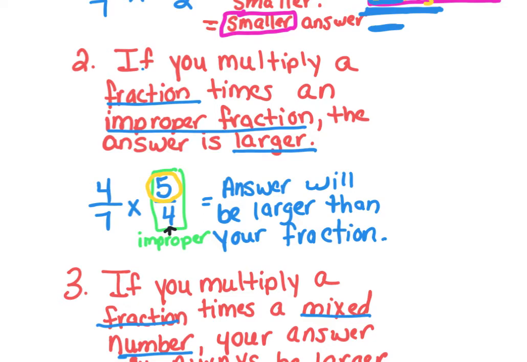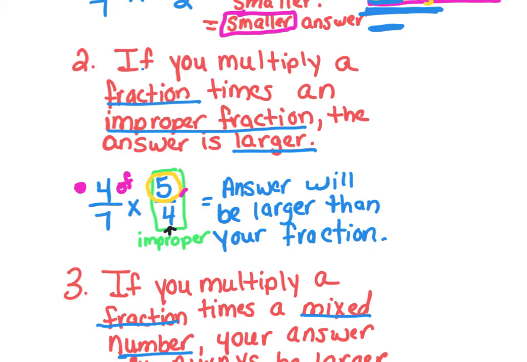So if I have 4/7 times 5/4, I'm really saying I want 4/7 of 5/4. So I'm going to take away a piece of 5/4. Okay, 5/4 is going to actually be 1 1/4 because it's going to be a mixed number. But because I have an improper fraction, my numerator is larger, so my answer is going to be larger. So 4/7 of 5/4. Now, it's going to be larger than your fraction. So when I'm looking at it, my fraction is actually 4/7 because 5/4 is my improper fraction.